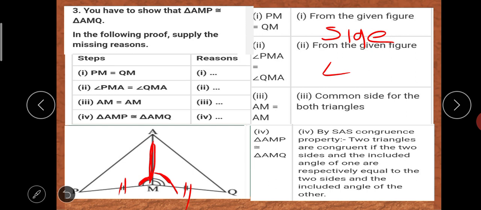Now the fourth one: triangle AMP is congruent to triangle AMQ. So which property are we using here? That is side, angle and again side. Here see, side, angle and side. So these triangles are congruent by using the property what? Side, angle, side, where two triangles are congruent if the two sides and the included angle of one are respectively equal to the two sides and the included angle of the other.